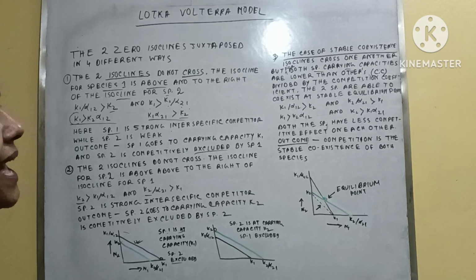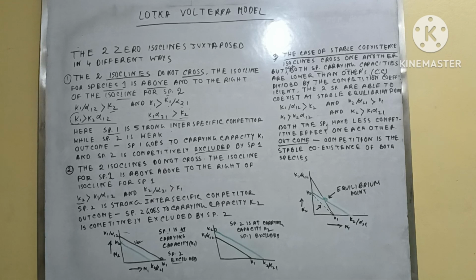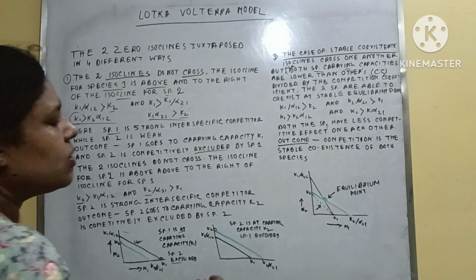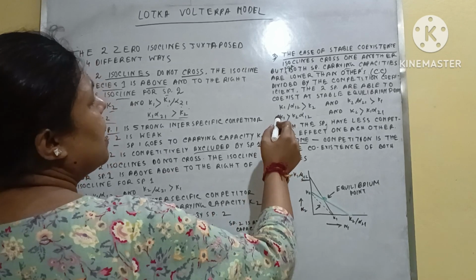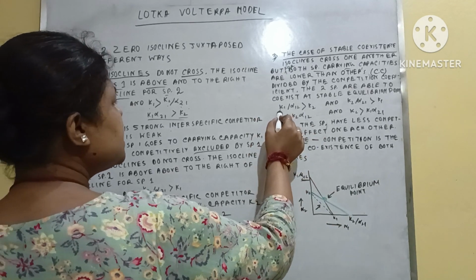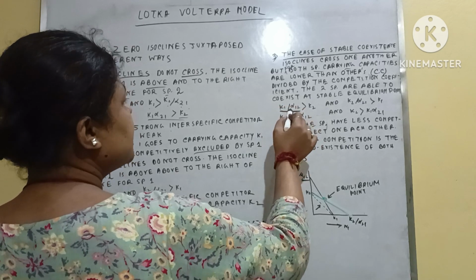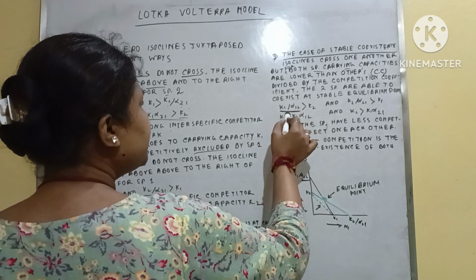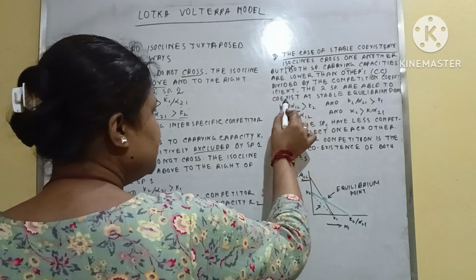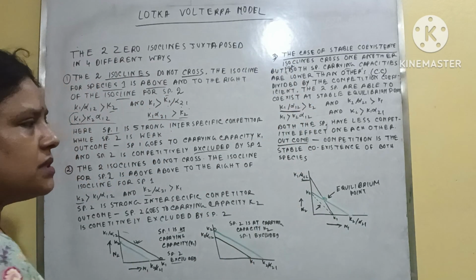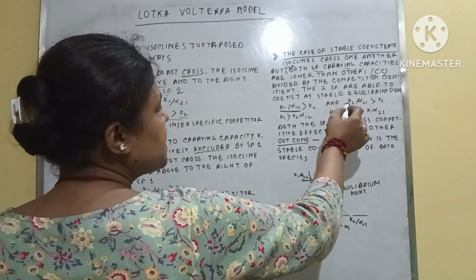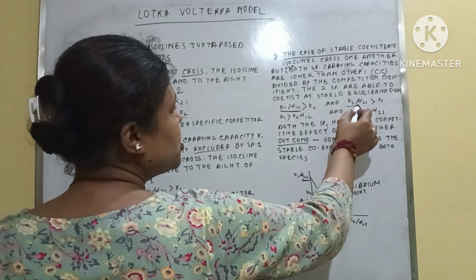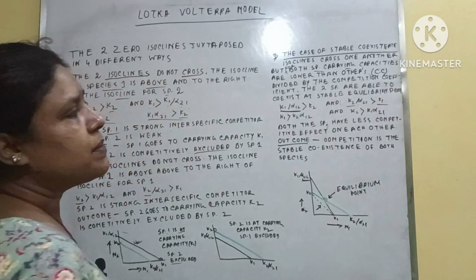In both cases, the carrying capacity for each species is lower than the other's carrying capacity divided by the competition coefficient. That means the carrying capacity of species 1 divided by the competition coefficient will always be greater than the carrying capacity of the other. Clear? The same thing holds in the other case: one carrying capacity divided by the competition coefficient will be greater than the carrying capacity of the other.